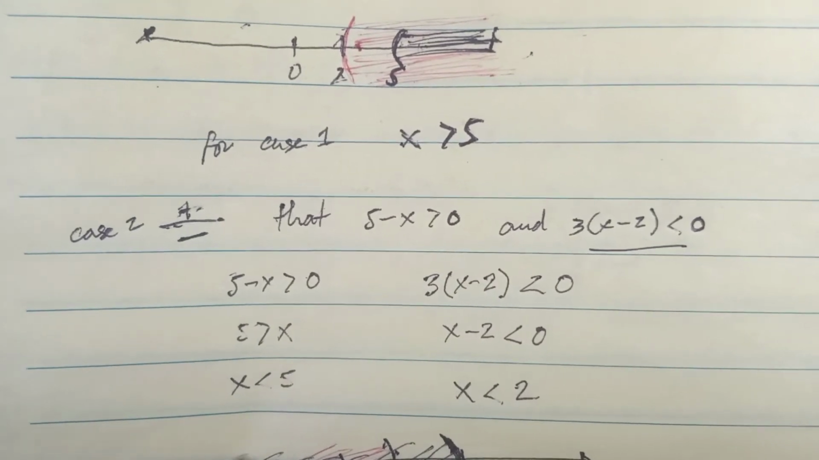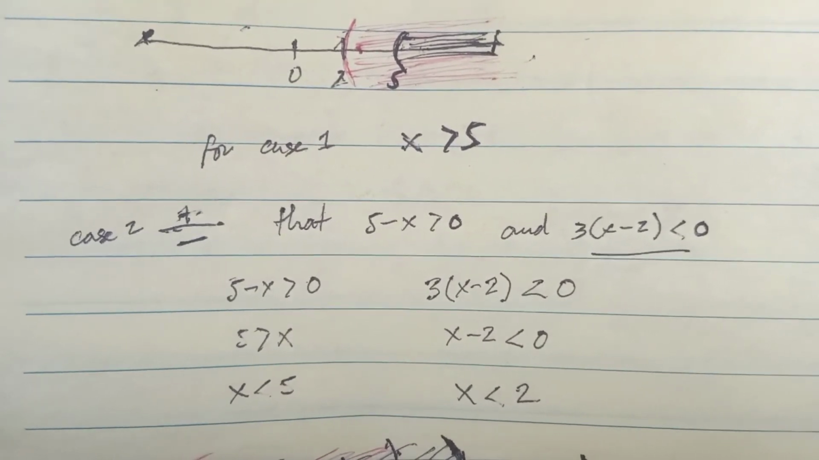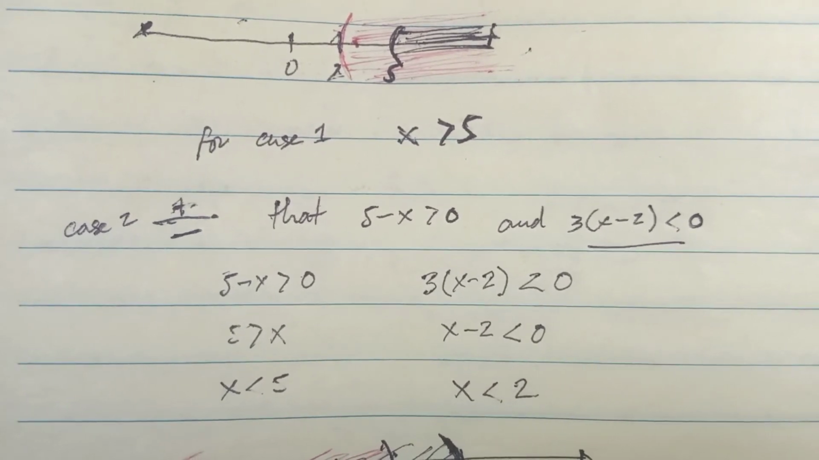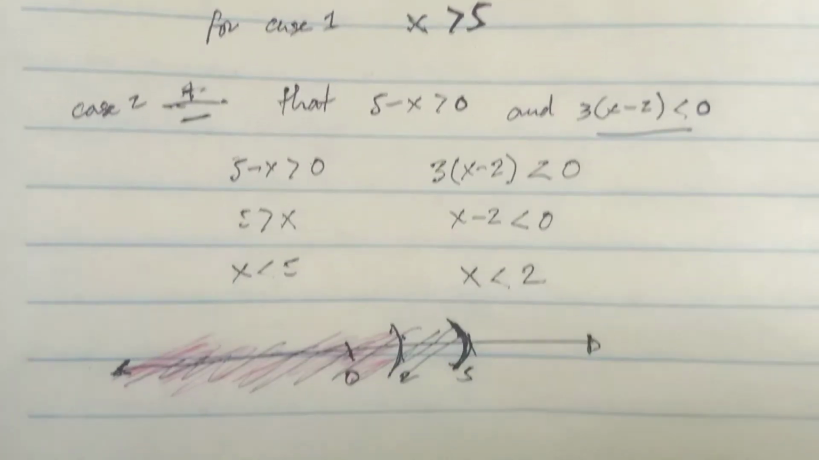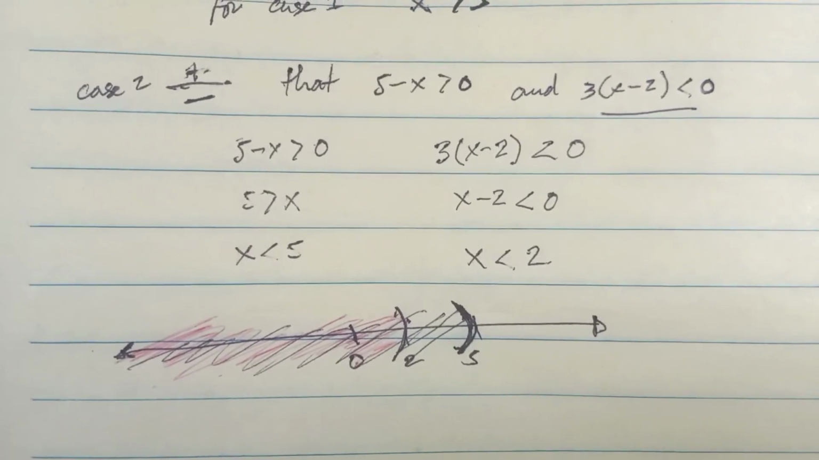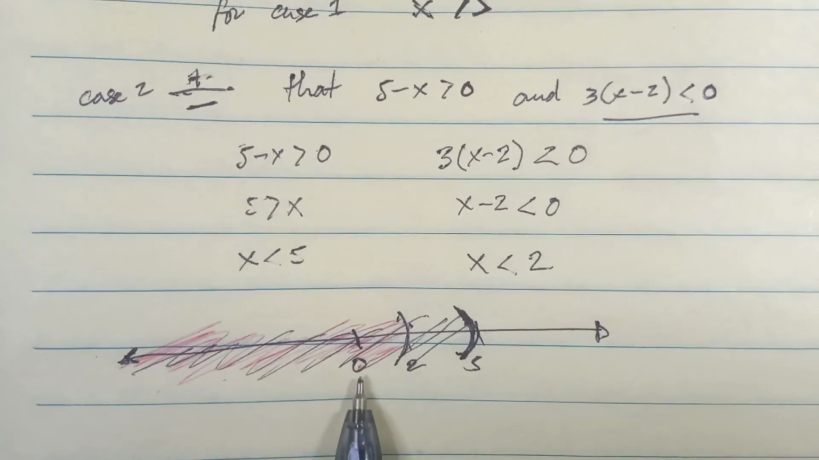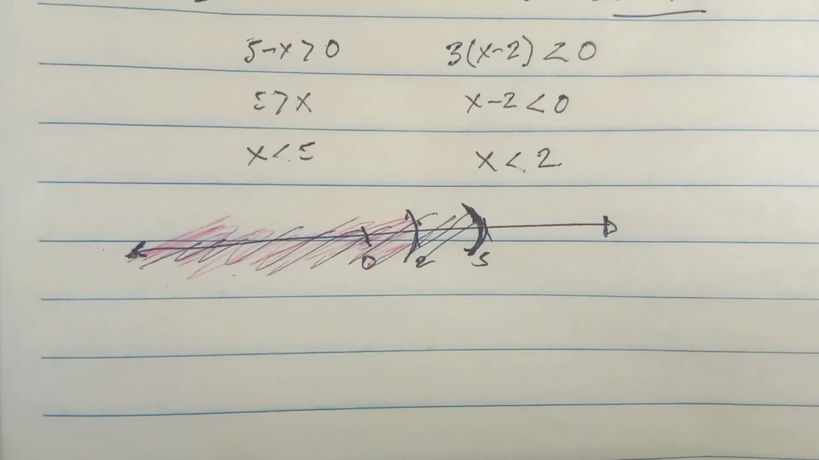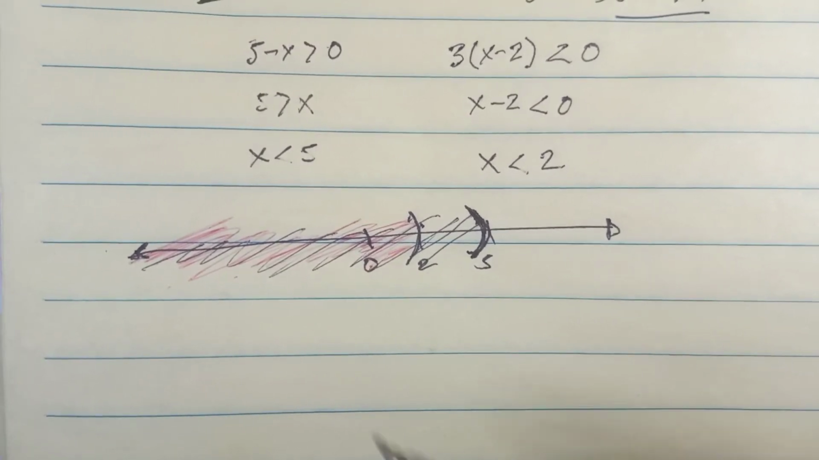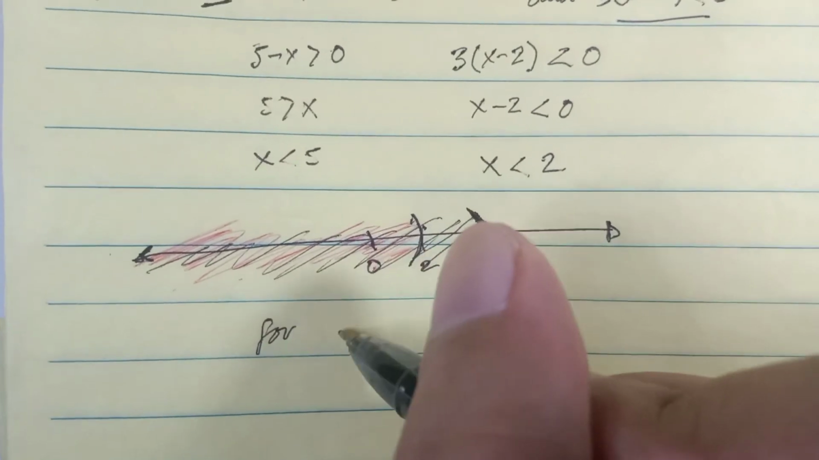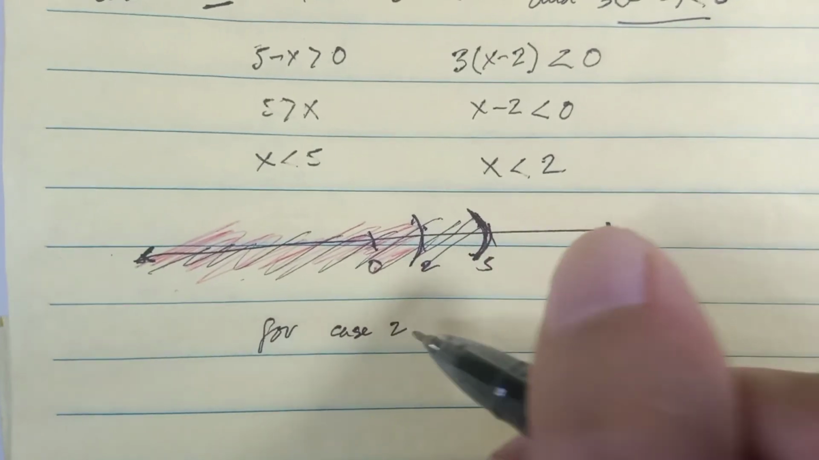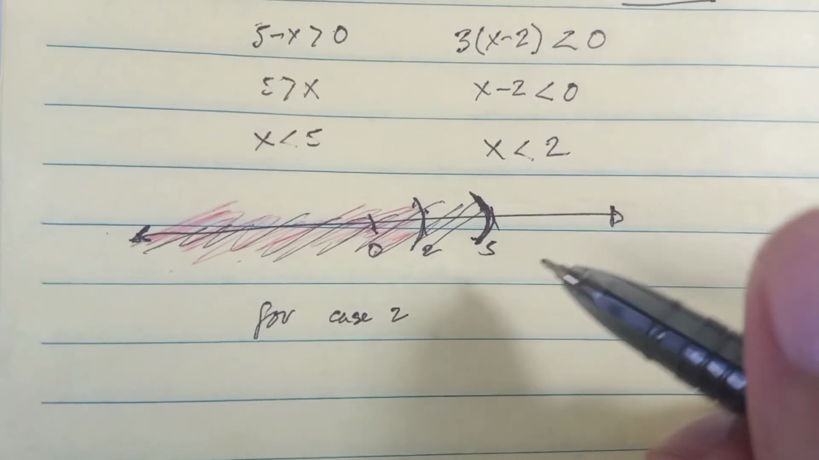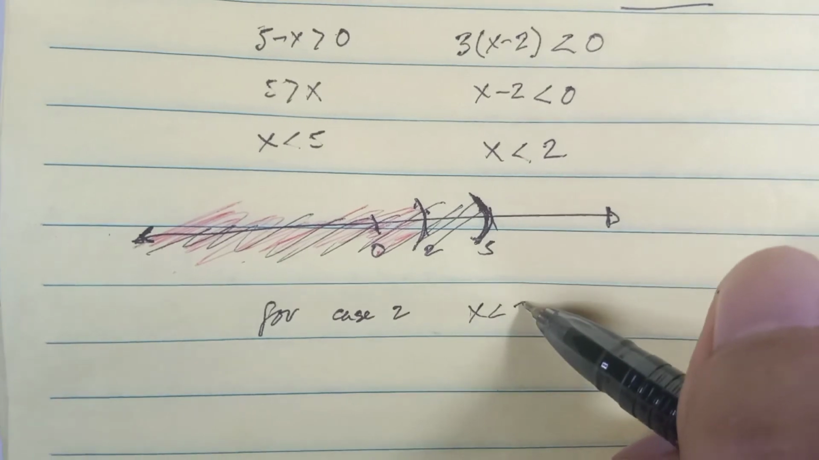And we have all of this. So the intersection is this part. Therefore, the solution for case 2 is x is lesser than 2.